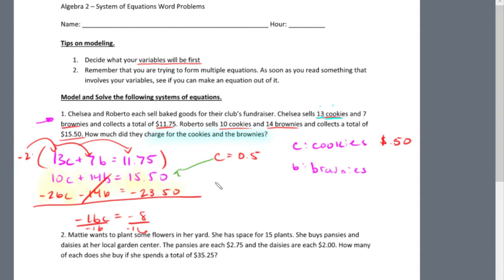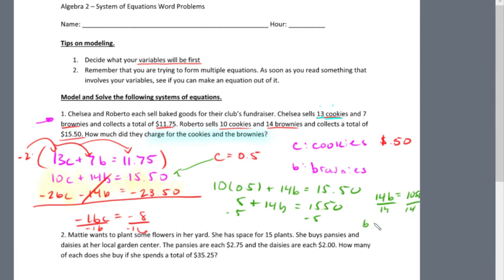And I'm going to get 10 times 0.5 plus 14b equals 1550. So you get 5 plus 14b equals 1550. Subtract 5, subtract 5. You're going to get 14b equals 1050. Then divide by 14 and divide by 14, and you get b equals 0.75. So now our brownies are 0.75. They're 75 cents. So we have solved the problem.